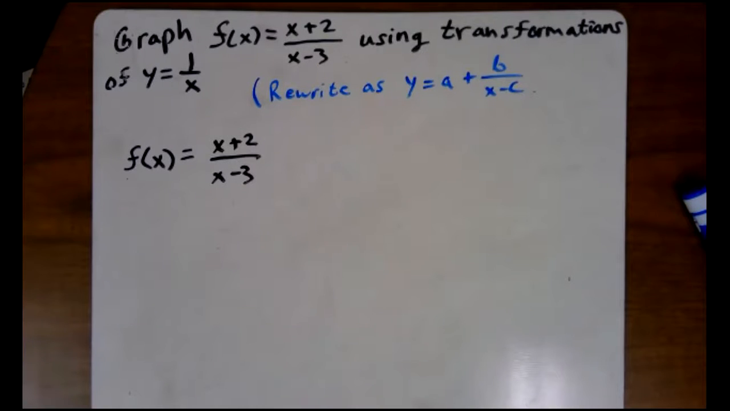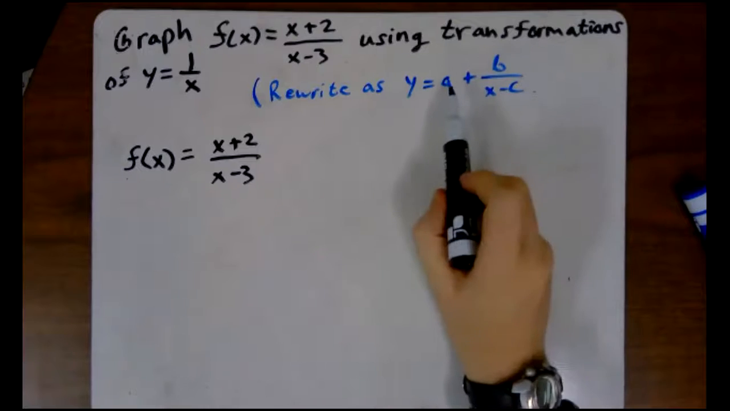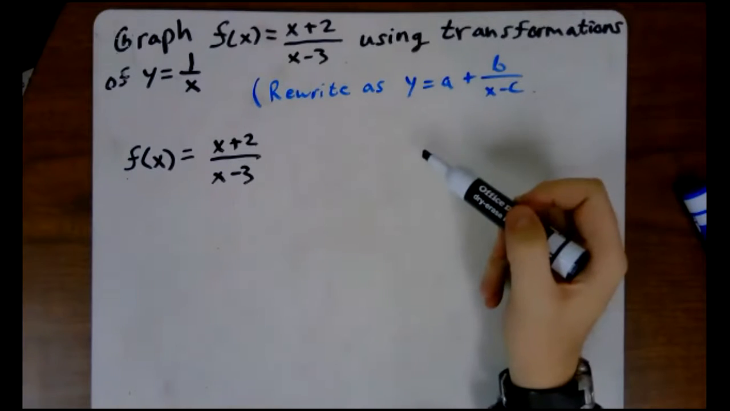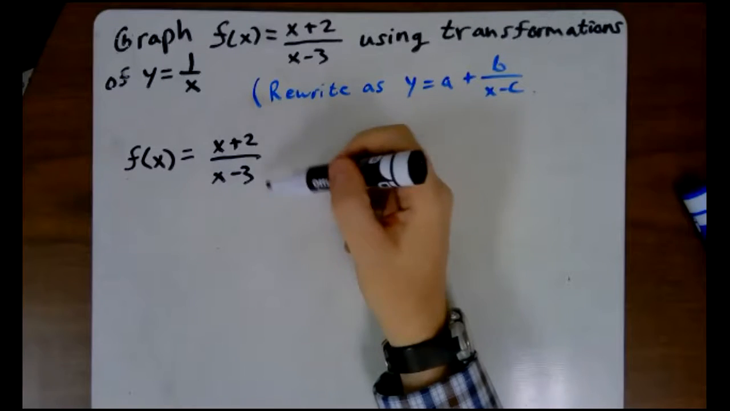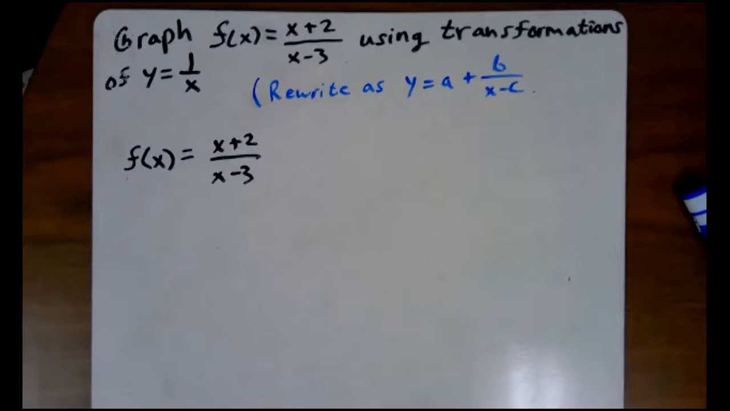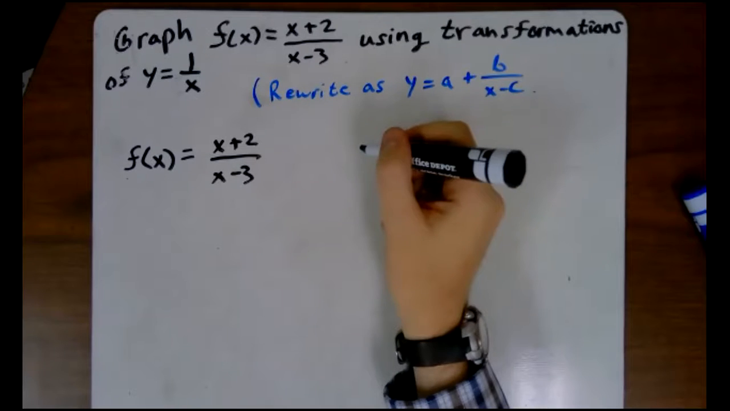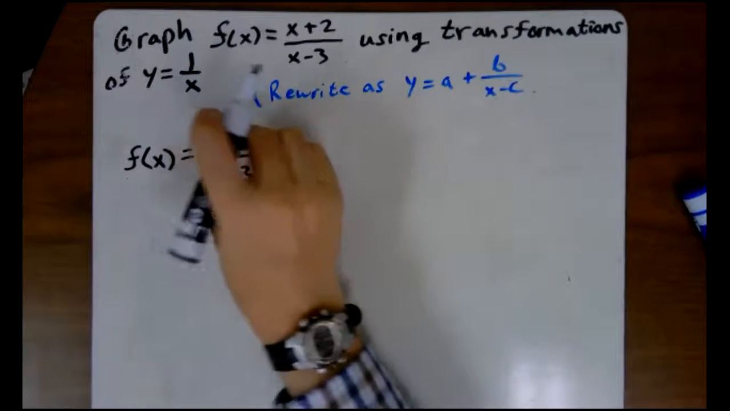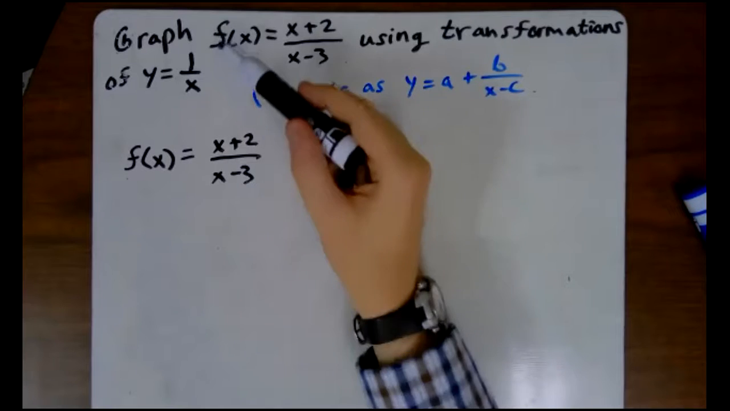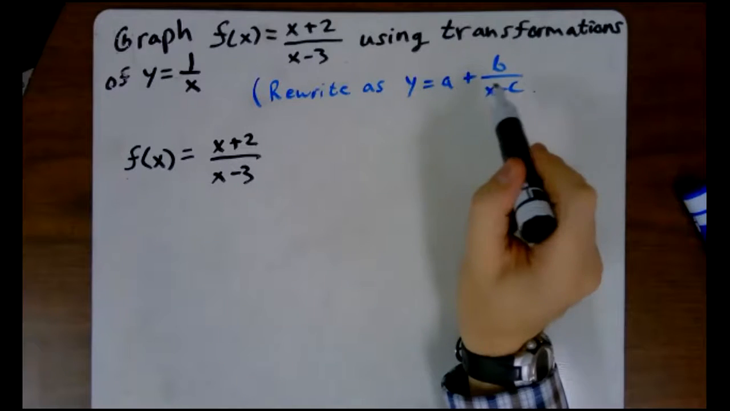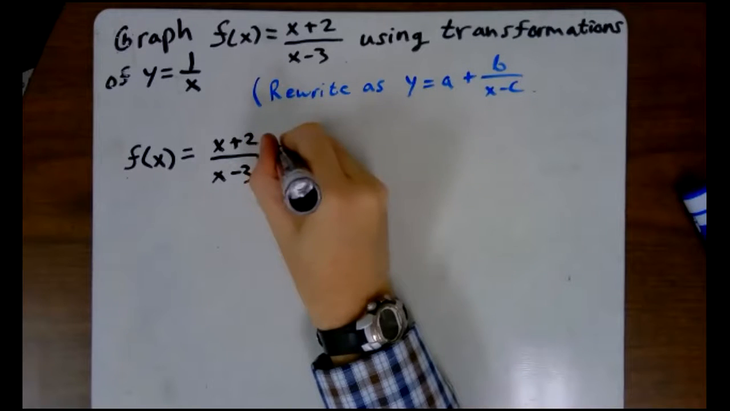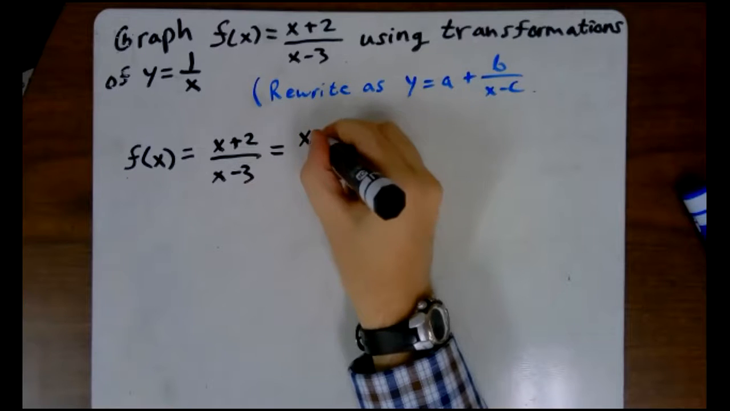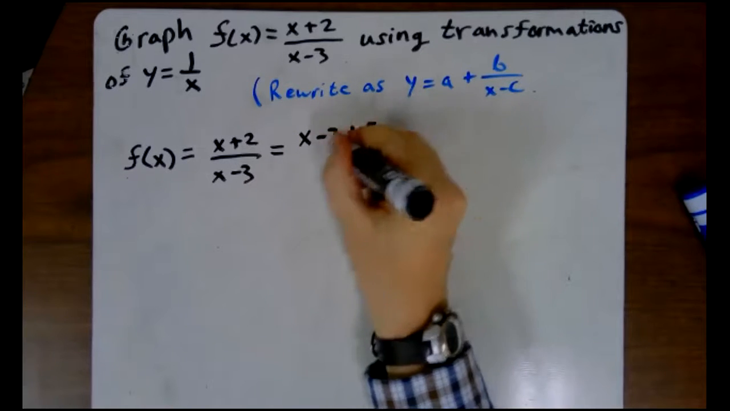Okay, so we have this x plus 2 over x minus 3 thing, and we need to rewrite it so that it says a number plus b over x minus c. So we need to split this number off from the rest of this. Now, I could just rewrite it as x over x minus 3 plus 2 over x minus 3. But that wouldn't really help us because we don't want any x's aside from this one down here. So here's what we can do. Let's take this 2 and rewrite it as negative 3 plus 5.